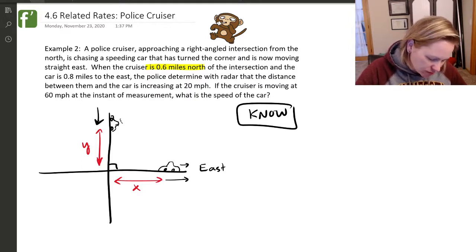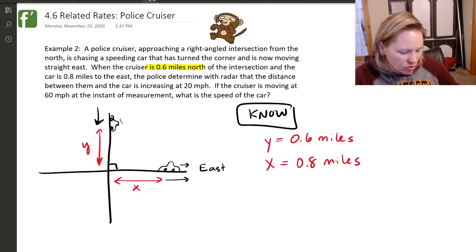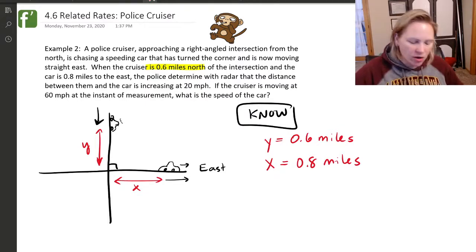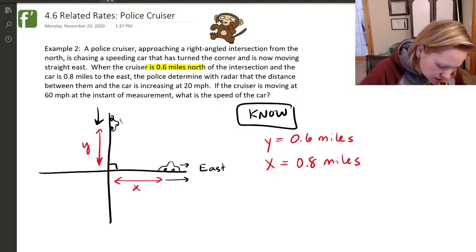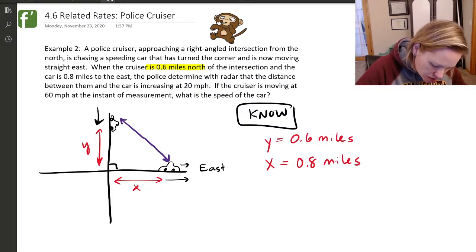So when the cruiser is 0.6 miles north, so when this y distance, when y is 0.6 miles, x, the car, is 0.8 miles. The police determine with radar that the distance between them and the car is increasing at 20 miles per hour. Now, this problem is a little tricky because when it says the distance between them, they're talking about the linear distance. So this distance right here, we're going to call this d for distance.